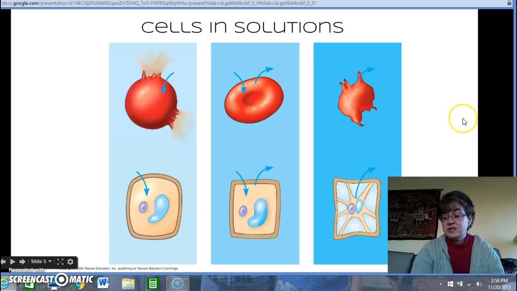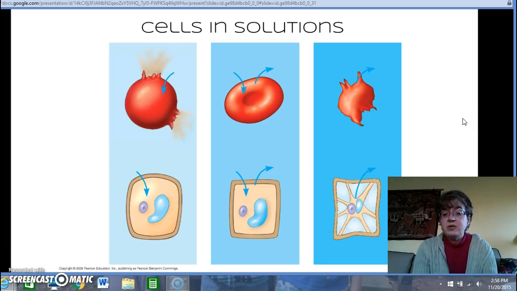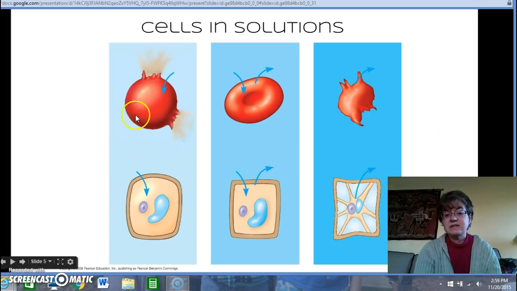All right. Now let's take a look. This should look familiar to you from your lab. We're talking about what happens to cells when they're in different solutions. We can call those solutions hypertonic and hypotonic and isotonic. So we're going to look at, well, what happens in each of those situations? So if you look at this first one, now this is a blood cell, a human blood cell, and this is a diagram of a plant cell.